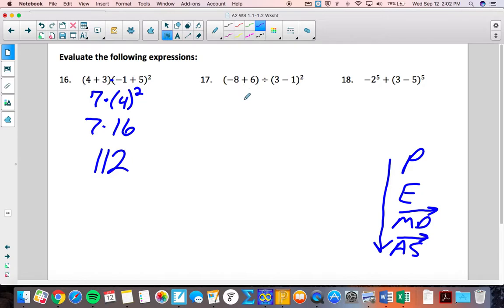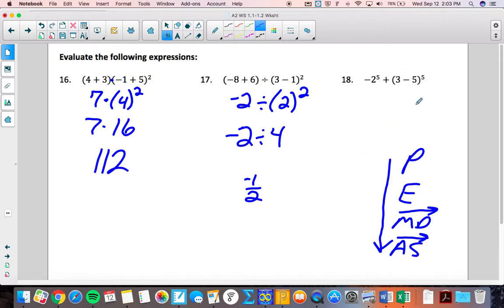Check out the calculator. Here we have negative 2 divided by, working in the parentheses, 2 squared. So that's negative 2 divided by 2 squared, which is 4. So we get negative 1/2.